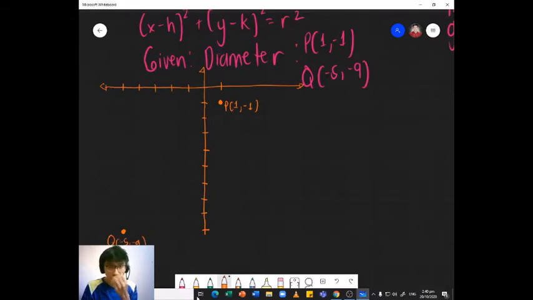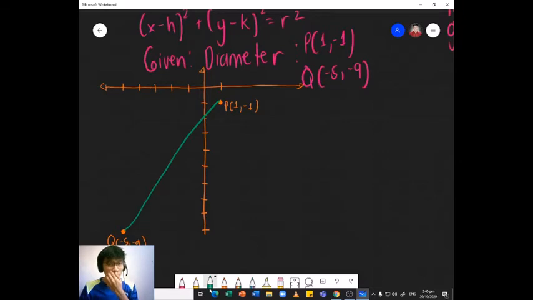Take note that point Q and point P are the endpoints of our diameter. So let's connect these two. There you go, that is our diameter. If that is our diameter, then somewhere down here is the center of our circle. So how are we going to know the center of our circle? Of course, we need to use the midpoint of these two, because the center of these two is the center of the circle.